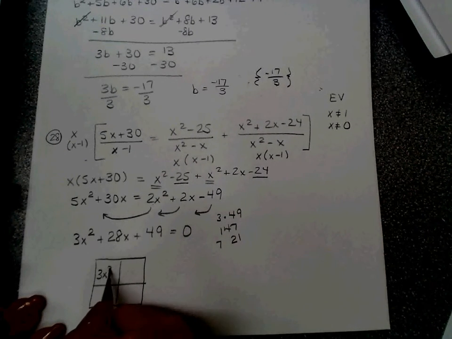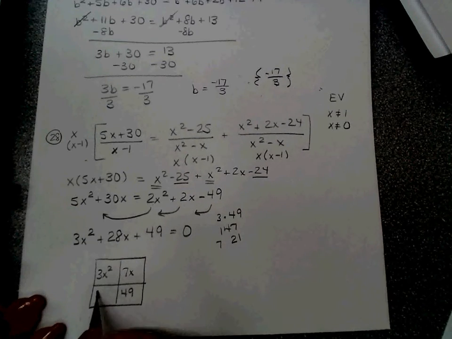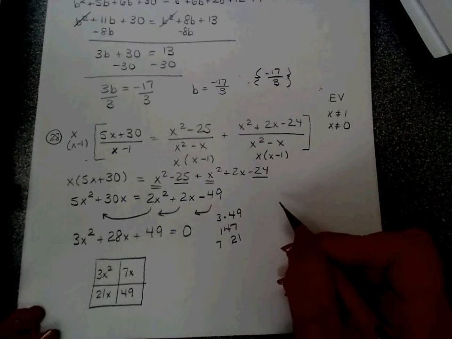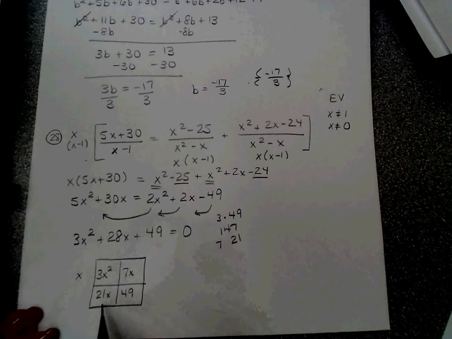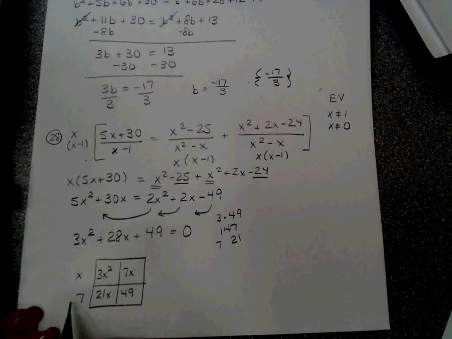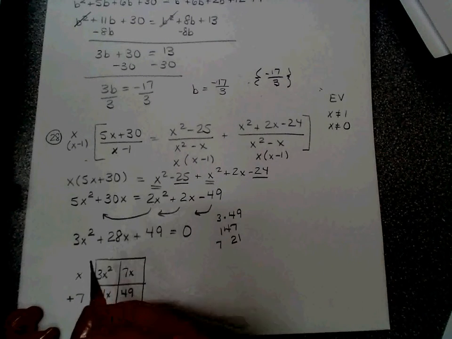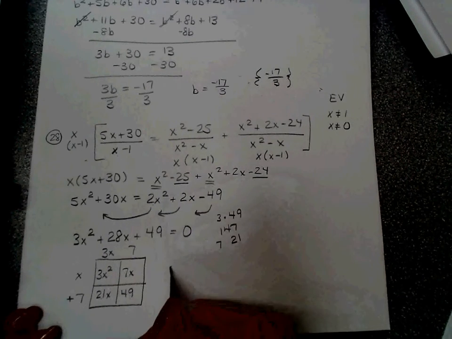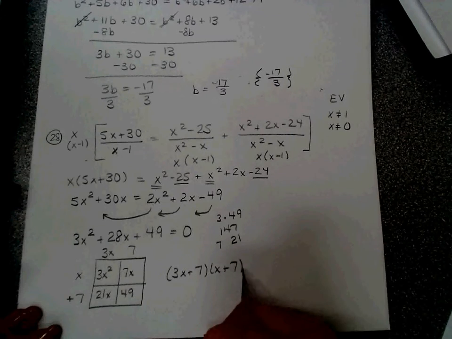3X squared, 49, 7X, 21X, and I'll slide it in a minute for Ryan and for Caleb. I think Caleb likes the slide too. These two have in common an X. These two have in common a 7. The power player's positive. These two have in common a 3X. These two have in common a 7. So this factors 3X plus 7, X plus 7.